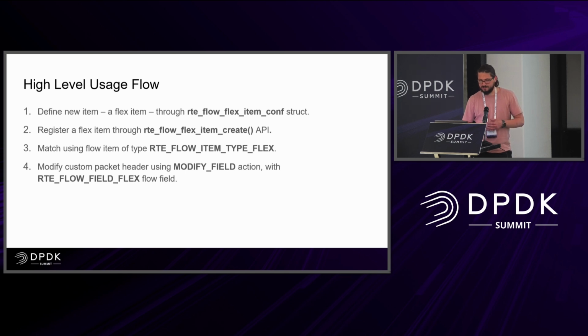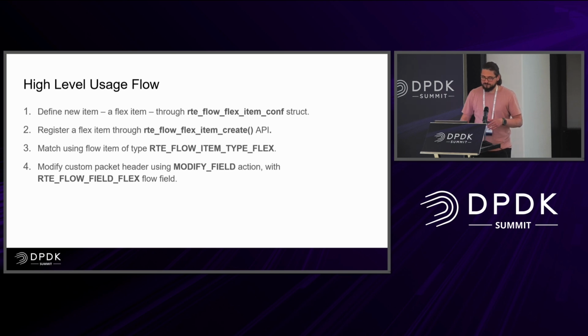How does the usage of this API go on a high level? So first, we need to define a new item. There is a struct called rte_flow_flex_item_conf, which defines all these building blocks described previously. Then we register the new flex item in the driver. As part of this API, the driver configures the hardware, reconfiguring the hardware parser so that it knows about this new custom header. And then when we want to match or modify, we use either the flex item type in the rte_flow_item or the field flex in the modify field action.